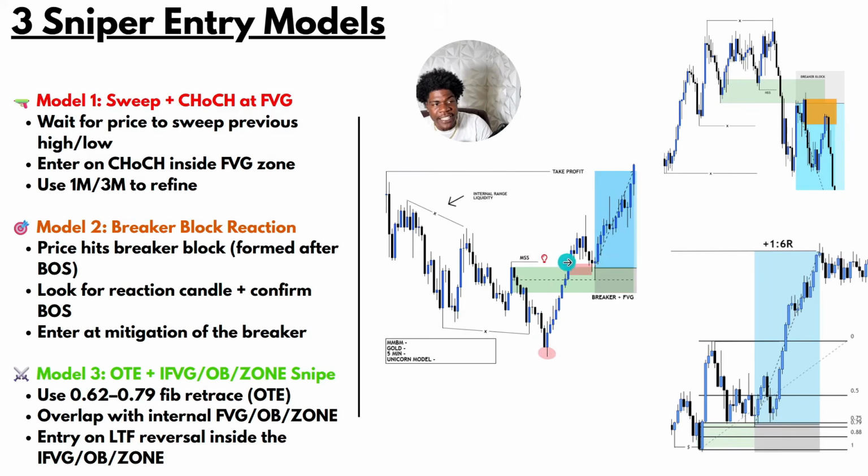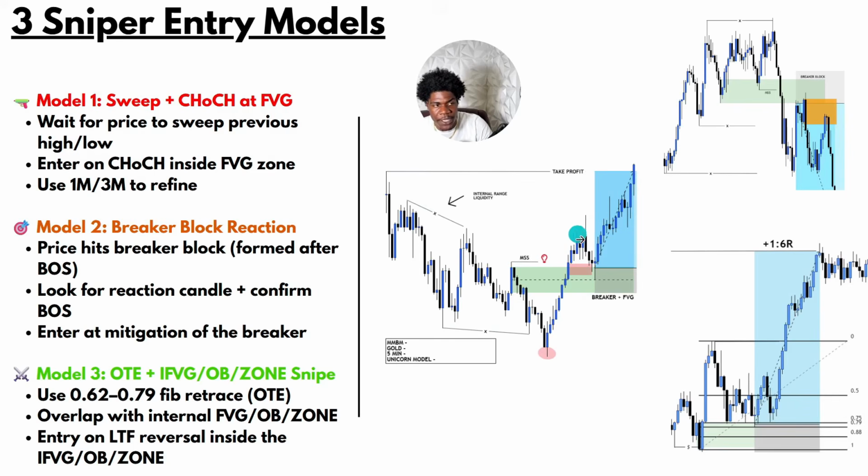Then price leaves this fair value gap. That fair value gap is aligned with this breaker block, the last bullish candlestick before we get this liquidity sweep. So this right here is one of our powerful models. This is our unicorn model.